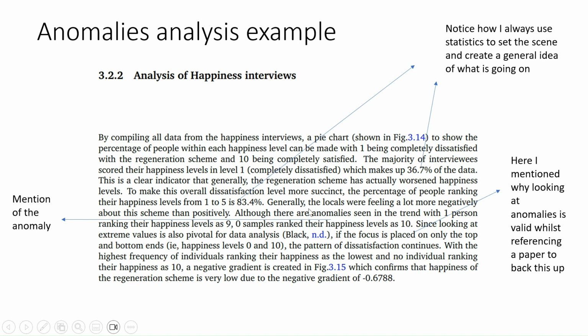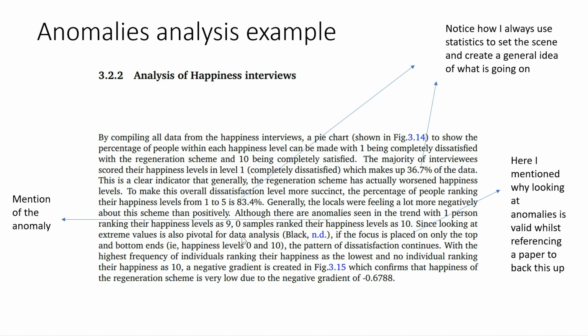I mentioned that although there are anomalies in the trend, such as one person ranking their happiness level as 9, I talked about that as well. I mentioned why looking at anomalies is valid, looking at extreme values here, where my cursor is. I pose extreme values as anomalies sometimes, and I gave a reference. I looked at a research paper that gave me a reason why looking at anomalies was correct, and I backed this up by referencing it. Then I talked about it, and again I did the gradient method, which I will explain later.